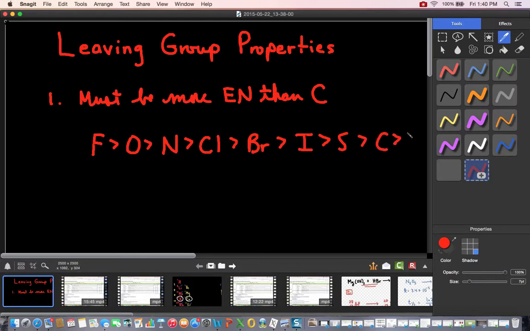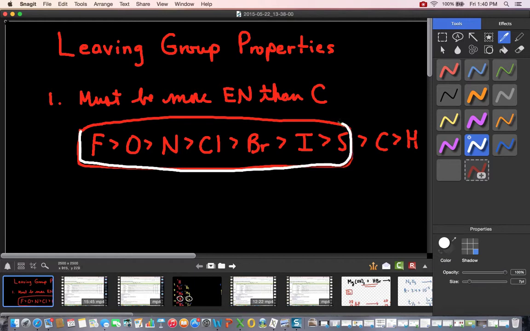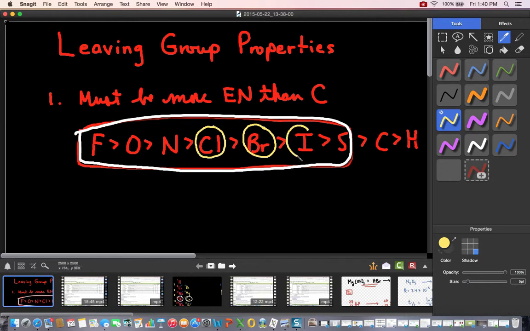So here are the first 9 elements on the periodic table. All of these elements meet the first criteria for being a good leaving group. They are more electronegative than carbon. And I want to point out that all of the halogens meet this first criteria.